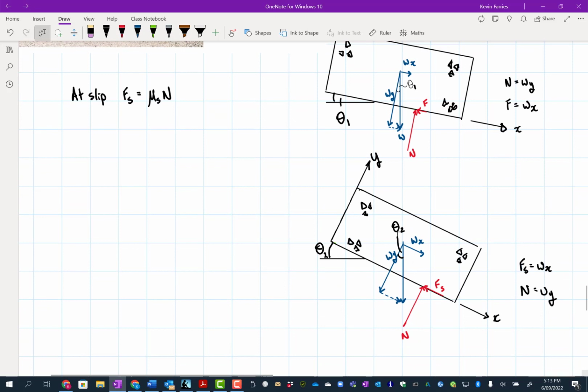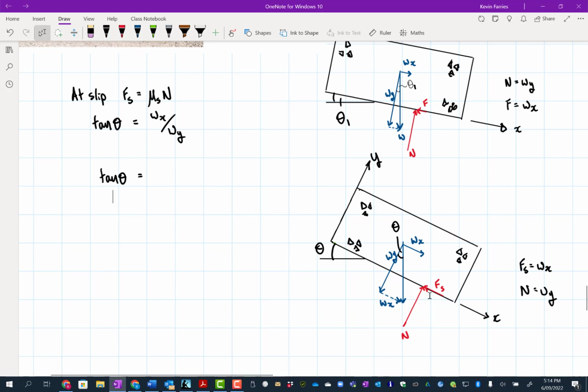Now, we also know that θ2, so this here is Wx, so tan θ2 is equal to Wx over Wy. So let's write that down. Okay, I only really did these to show a couple of different examples. We'll just show that as θ. So tan θ is equal to Wx over Wy, and that is equal to tan θ at the point of slip.